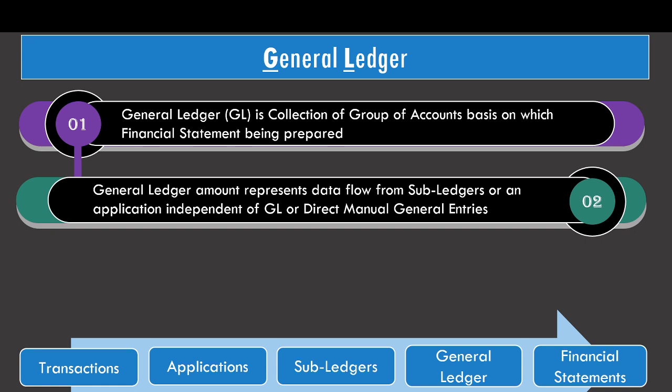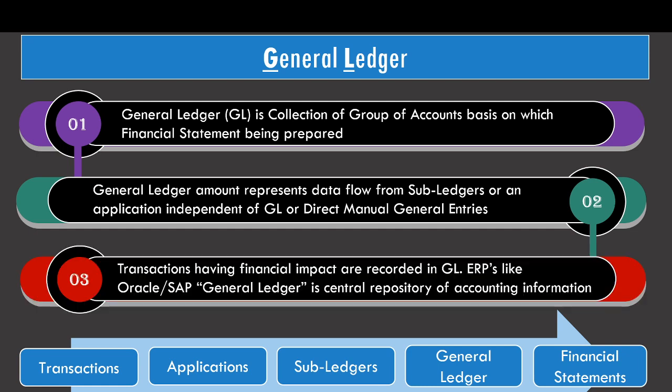Journal ledger, as I told you, the data flows from three sources: application, subledger or manual journal entries. And any transactions having a financial impact are recorded in the GL. ERPs can be of two types: customized ERP like Oracle or SAP, or a standardized ERP like Tally.